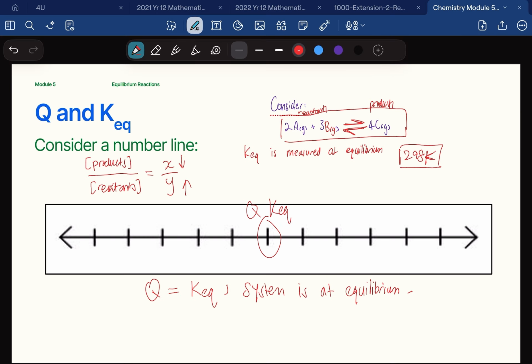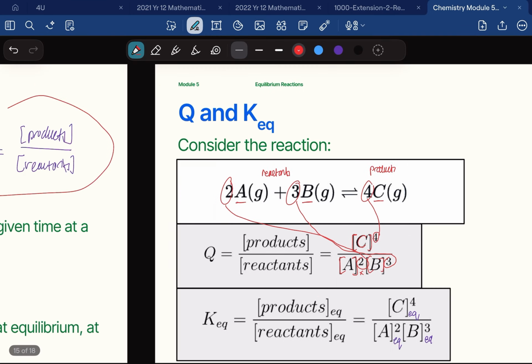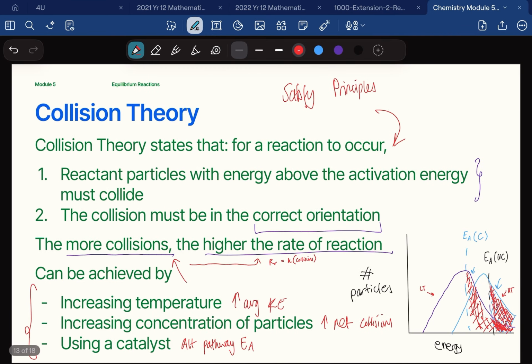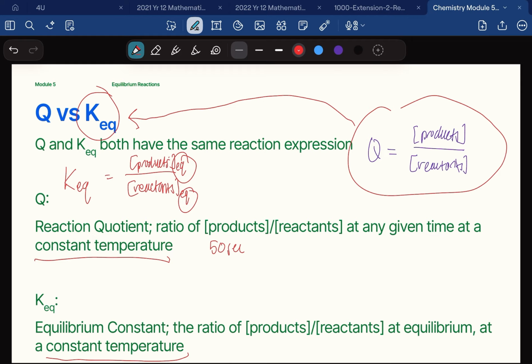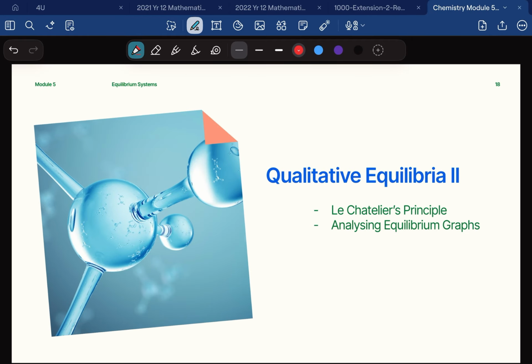So, in this lesson we covered Q, KEQ, collision theory, rate of reaction, and how it relates to Q and KEQ. Sorry about the mic incident, but I'll try to make sure it doesn't happen next time.